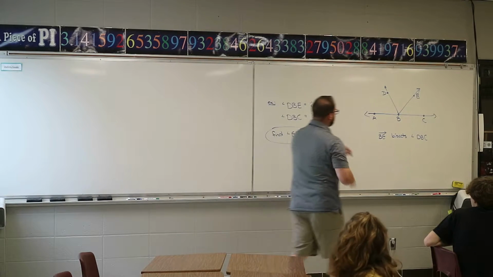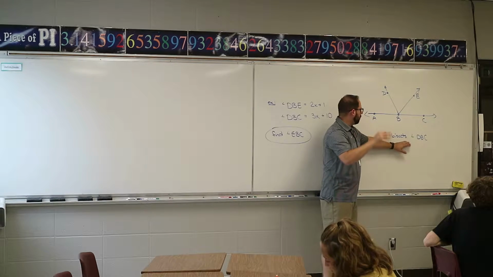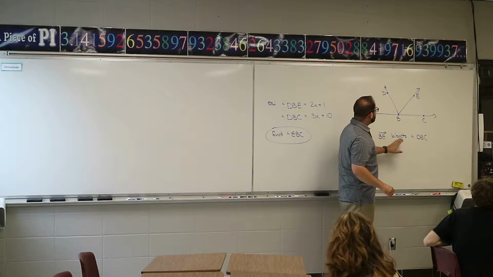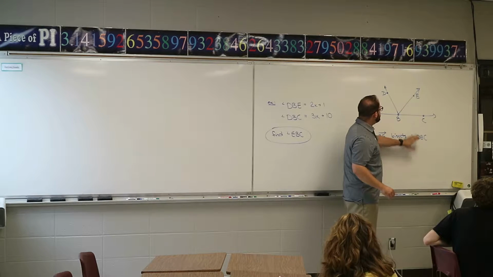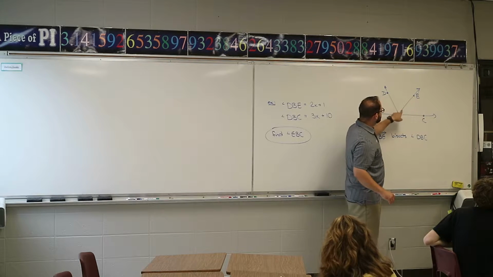So when they give you this problem, they're giving me this above it. That tells me something super important. BE, that's this stick right here, that's that ray. That ray is bisecting DBC. DBC is this very large angle. What does it mean to bisect something?